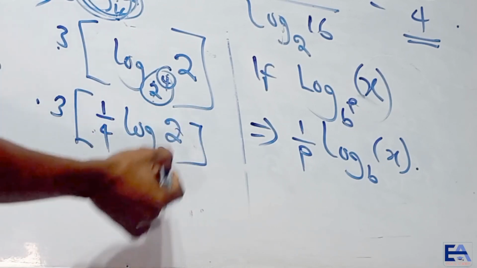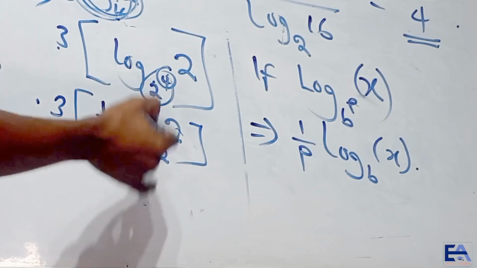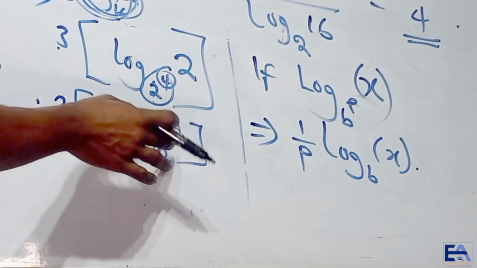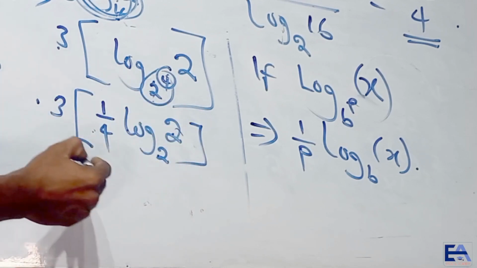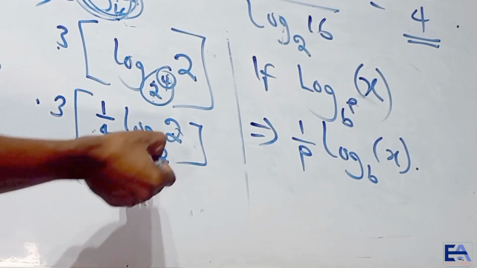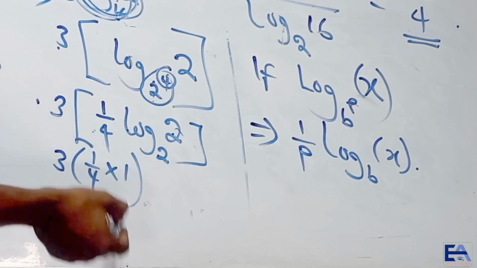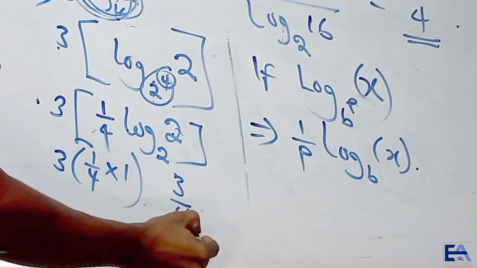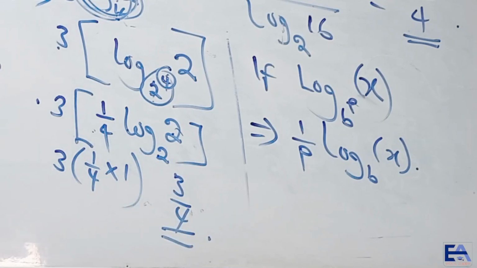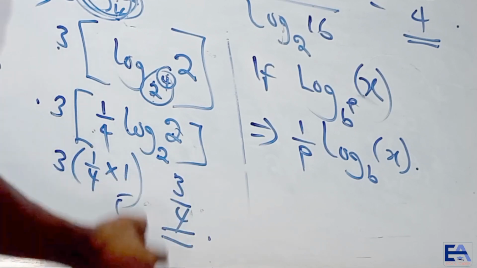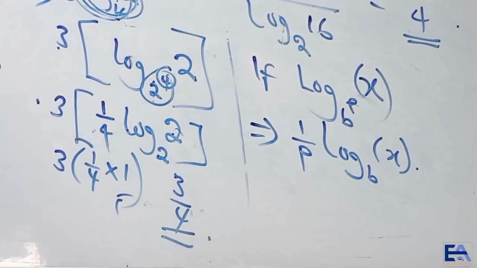We know that for logarithm with the same base, okay? When the base is equal to the number and you are taking the logarithm, the answer is 1. Okay, so we now have 3 multiplied by 1 over 4 multiplied by 1. So 1 over 4 times 1 is 1 over 4, multiplied by 3. So we have 3 over 4. All right? So 3 times 1 times 1 is 3, then 4 over 4. And so we got this, and that is the end.